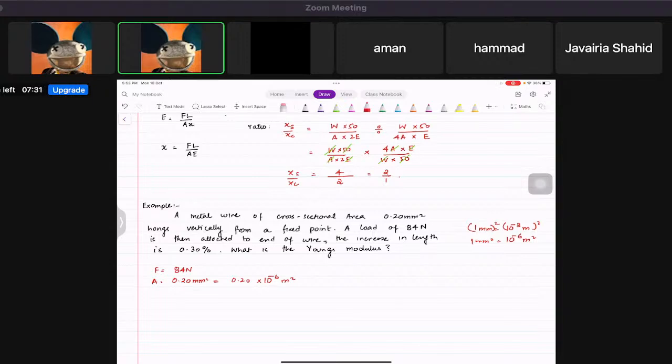Now, the next thing given is percentage strain, which is the increase in length, given as 0.30%. And of course, you can change it. You can write 0.30 divided by 100, which is just 0.30 times 10 raised to minus 2 in that case. Okay?